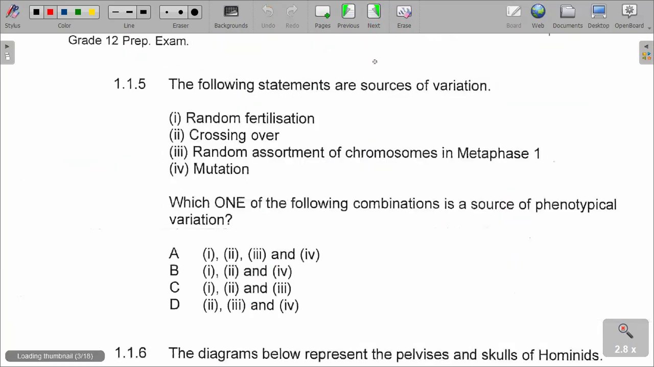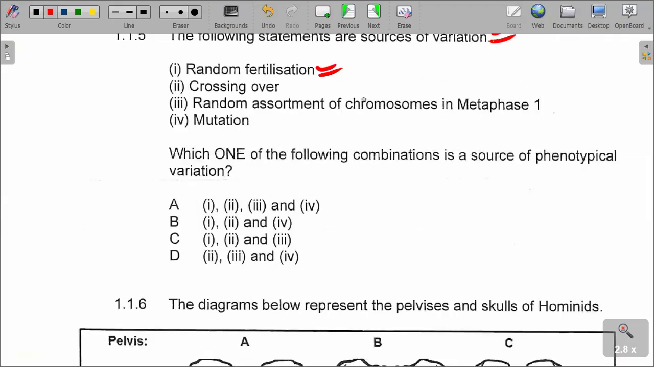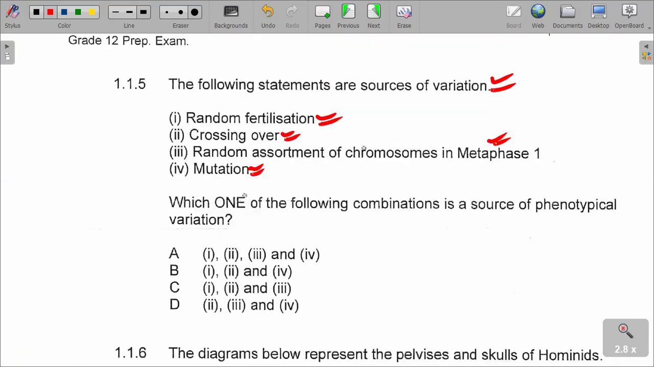And then the following statements are sources of variation. Where do we get variation from? We get variation from random fertilization, where gametes fertilize each other randomly; crossing over, where homologous chromosomes exchange genetic information during prophase 1; random assortment of chromosomes, which happens in metaphase 1; and mutations, which result in a change of the structure.